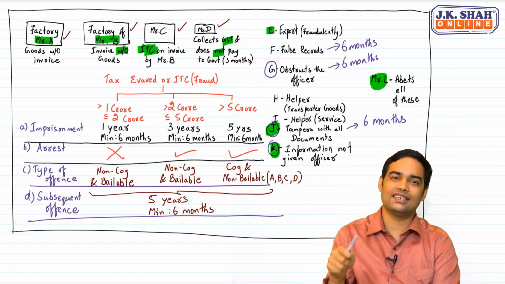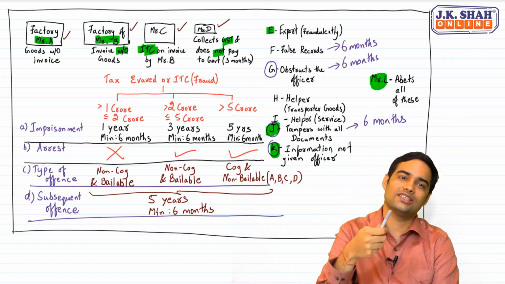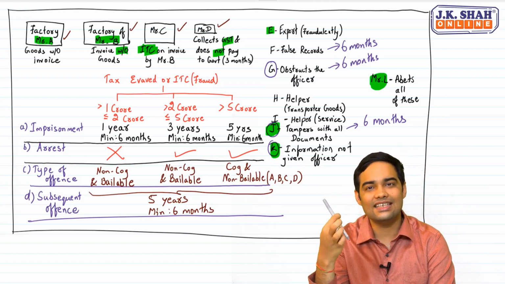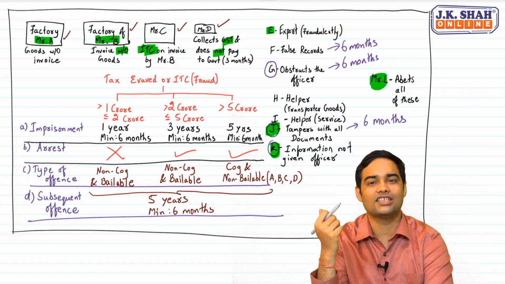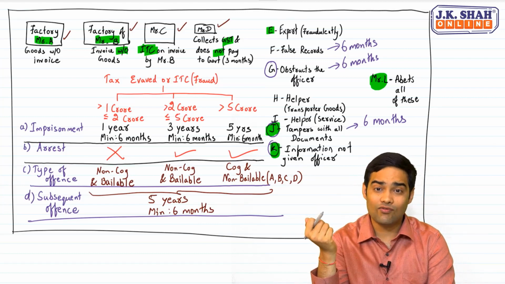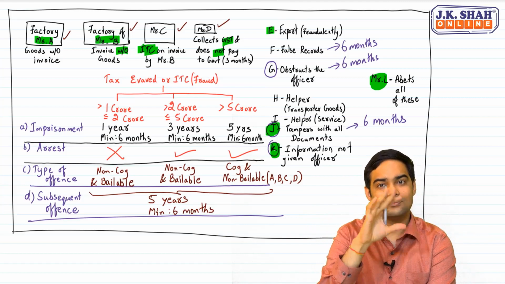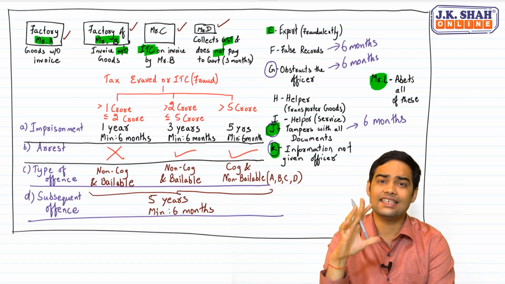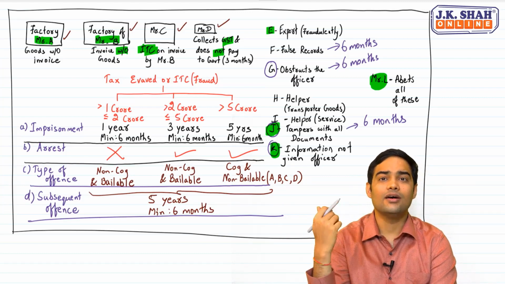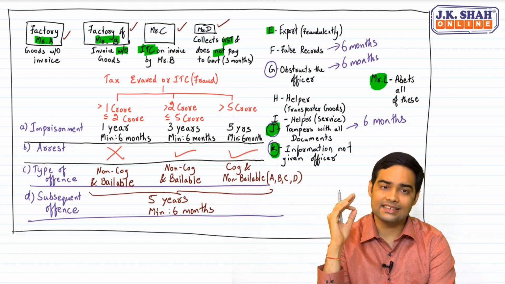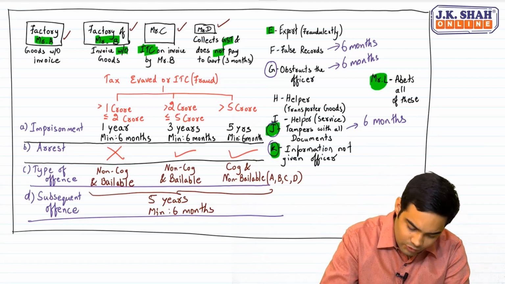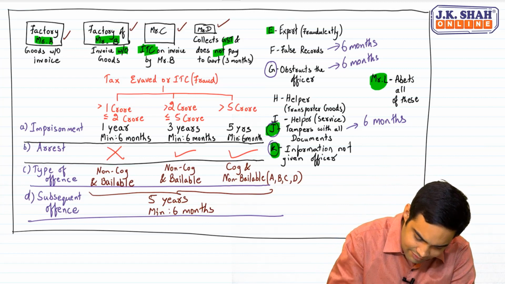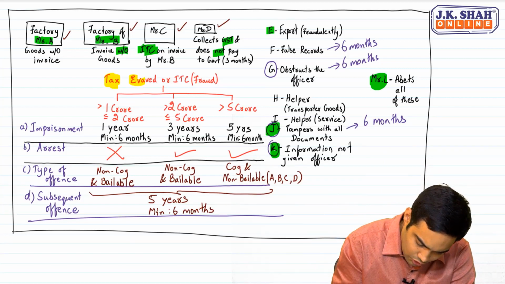You'll find it in the same order. First, goods without invoice, invoice without goods, ITC not taken, collects GST but does not pay, export fraudulently, false records. Now, in such cases, can there be a prosecution? The answer is yes. You have to check the tax evaded or ITC fraudulently claimed.